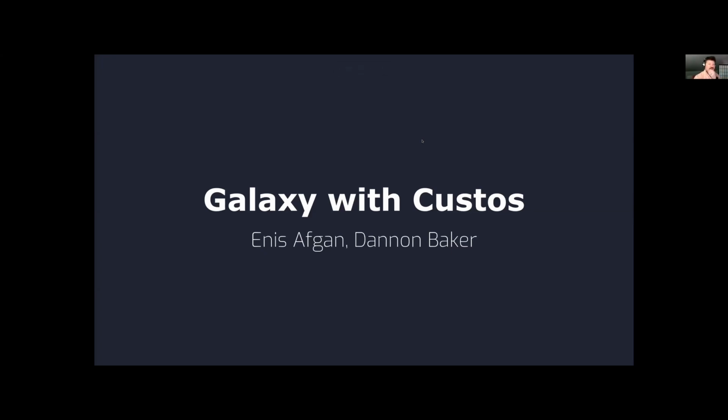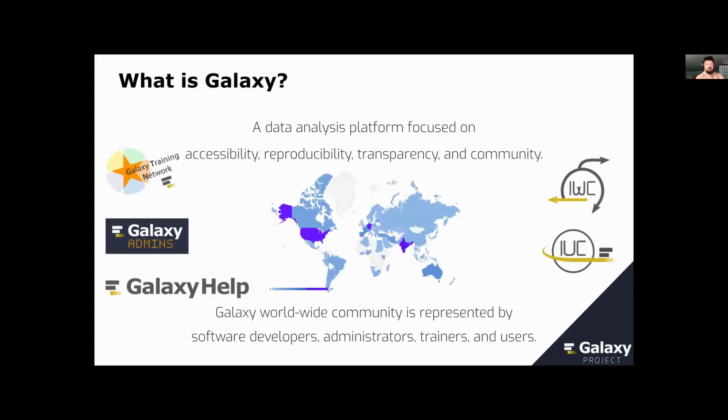So we'll just look at what has been done and how to integrate Galaxy with Custos. So Galaxy, if you're not familiar with it, it's a data analysis platform that's focused on these four principles, namely accessibility, reproducibility, transparency, and community. The image in the middle is a map of attendees, color-coded by the number of participants from around the world from a training event that took place earlier in the year. And it shows the wide reach that the Galaxy community has.